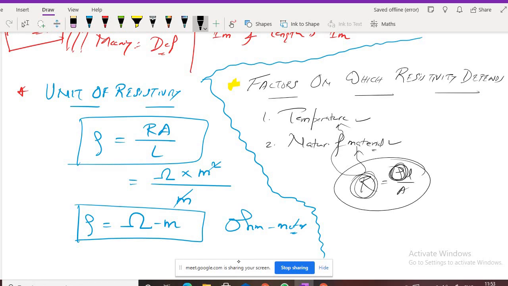Resistance has a direct relation with length and area, but an indirect relation with temperature and nature of material. How is it so? Resistance depends on resistivity, and resistivity depends on temperature and nature of material. Have you understood this one?